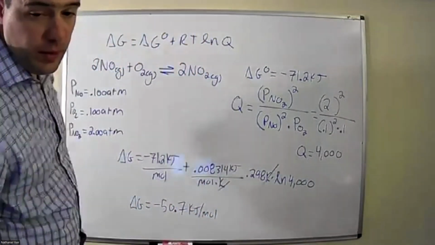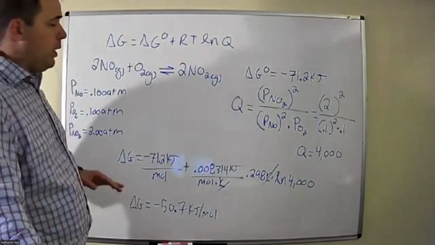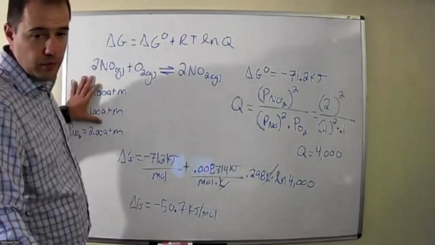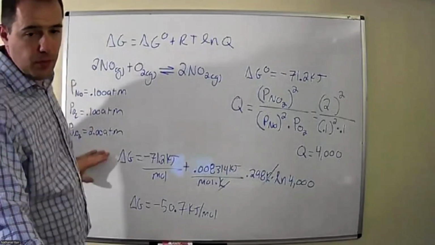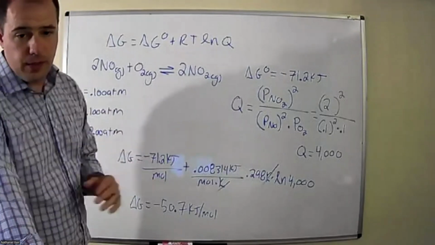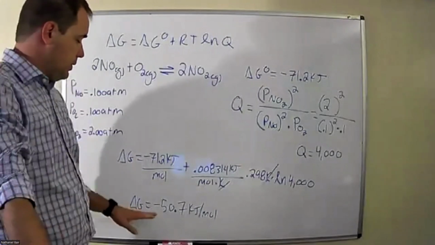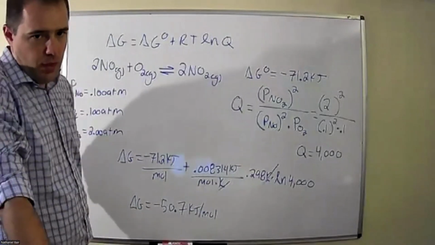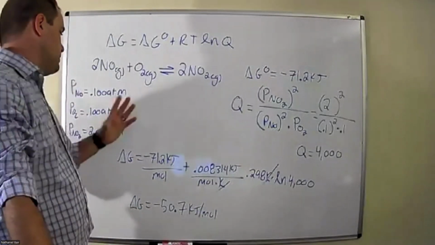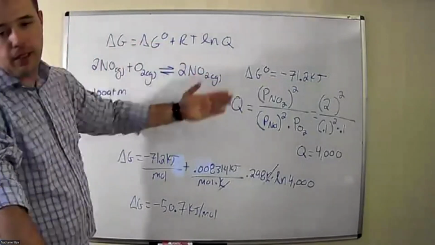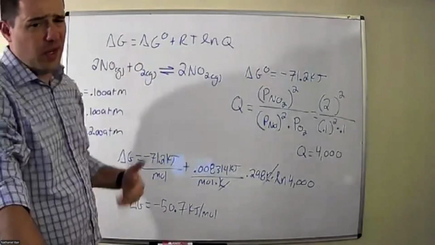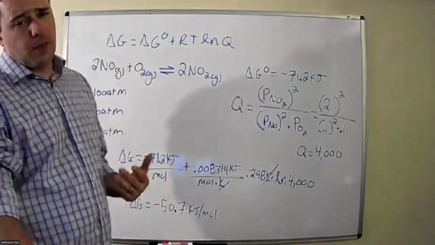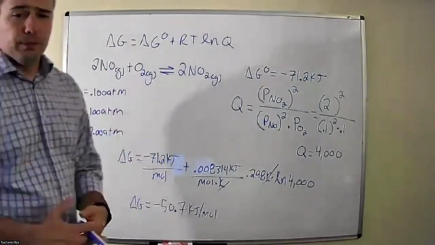What does that mean? Even under these non-standard conditions, where we have way less than 1 atmosphere of partial pressure for the NO and the O2, and we have more than an atmosphere of pressure for the NO2, even under these non-standard conditions, folks, it's still spontaneous. So, yeah, it's just this formula is really what makes these delta G standard values, delta H standard values, delta S standard values, it's really what makes them useful.